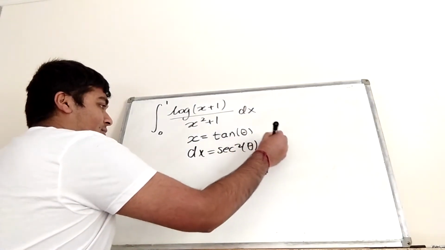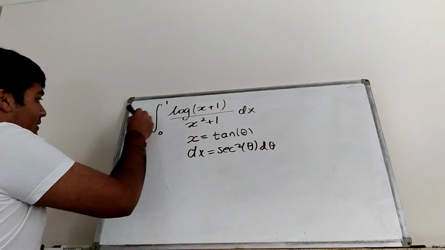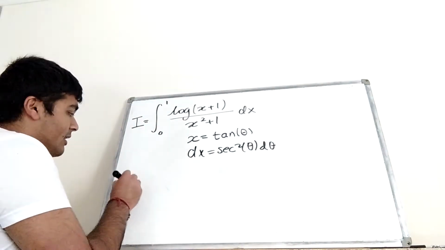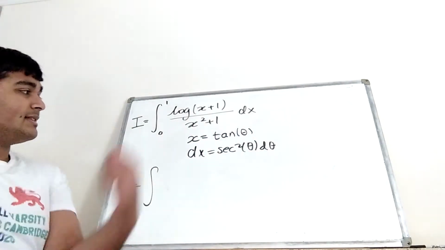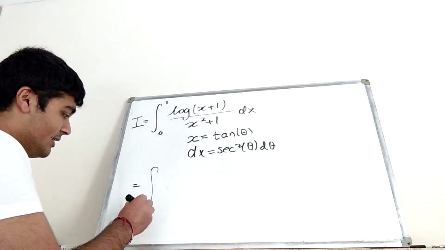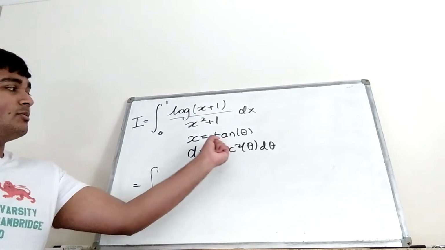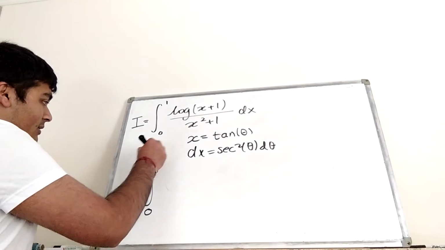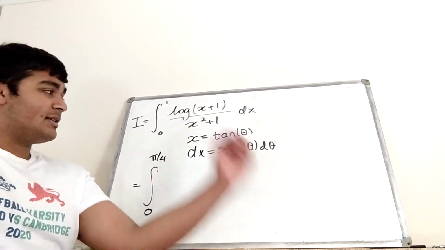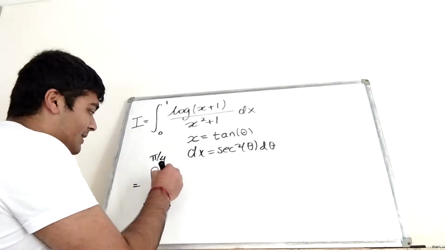Okay, and if I call the integral that we're trying to work out I, if we just plug this in, when x is 0, we get tan theta equals 0, so that means that theta must be 0. And when x is 1, theta would be pi over 4, because tan of pi over 4 is 1. Okay, and log(x + 1) simply becomes log(tan theta + 1).